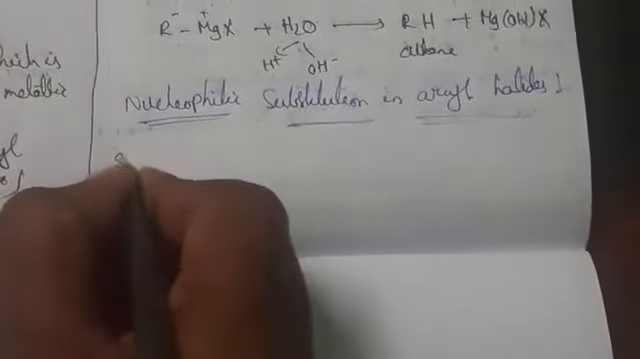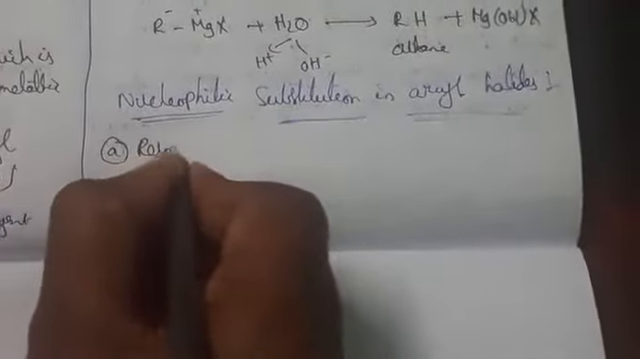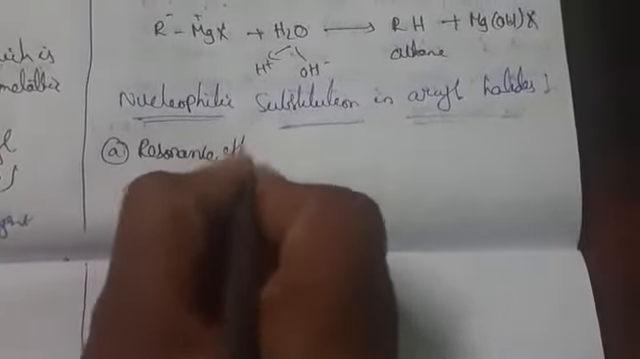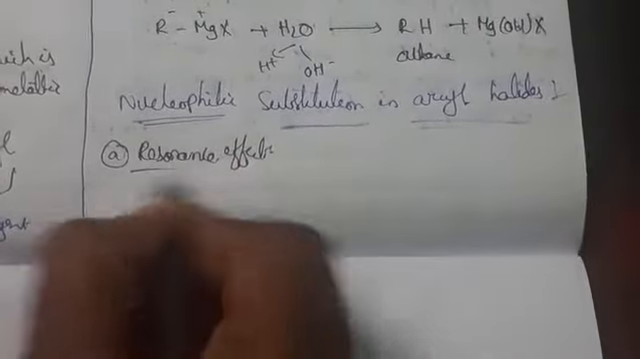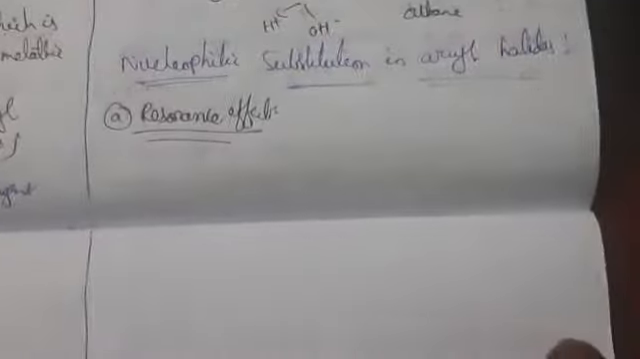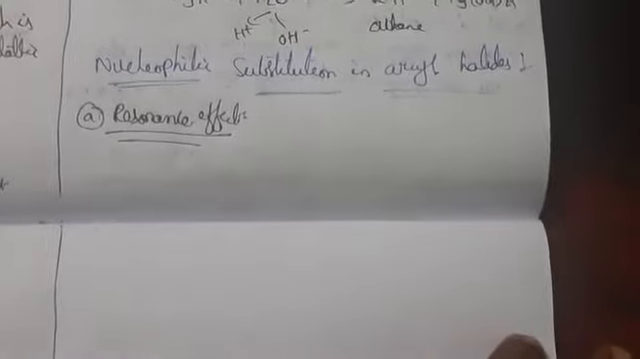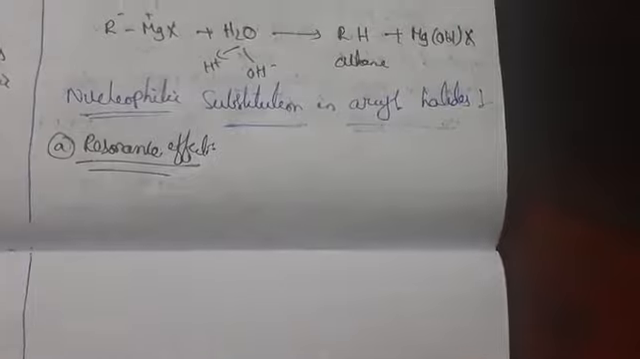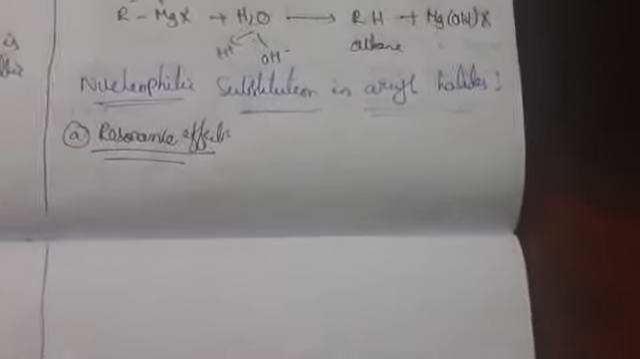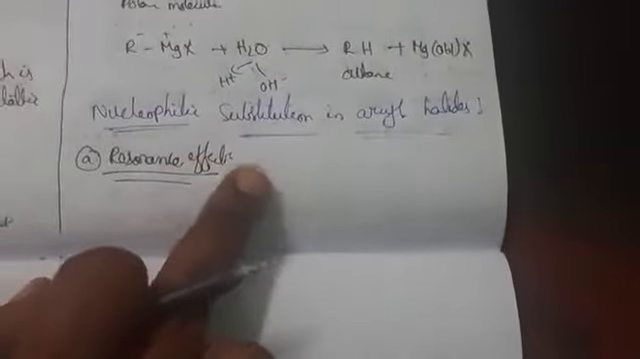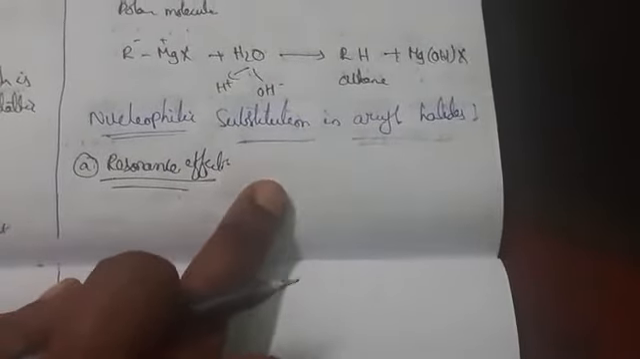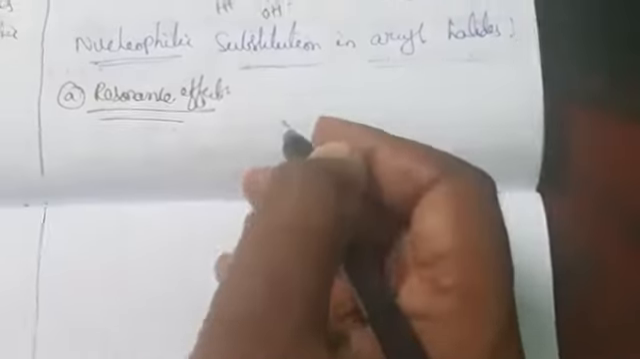So in this, first one we are going to have resonance effect. So what is resonance effect? As we have discussed in the previous classes, resonance effect is nothing but showing different types of structures. Resonance effect is denoted by a double-headed arrow. So what we can say here, the electron pairs on the halogen atom are in conjugation with pi electrons of the ring. So in resonance effect, what happens here?